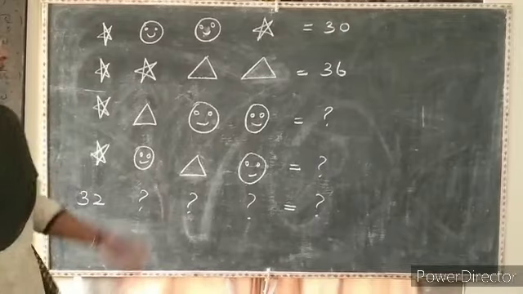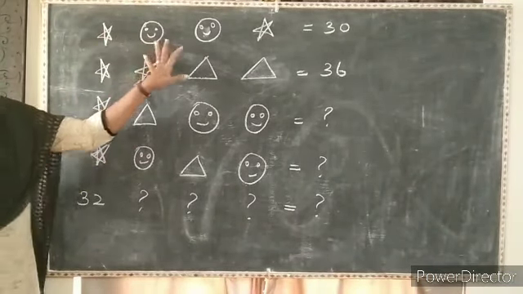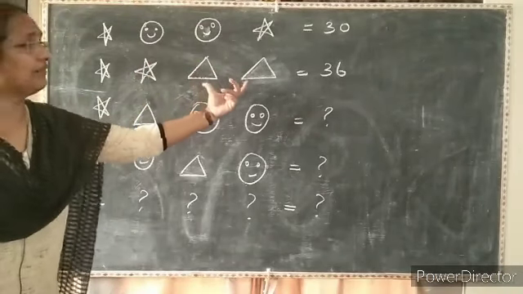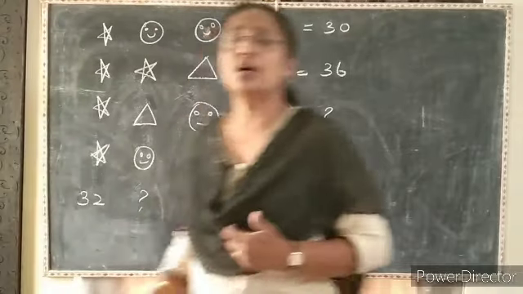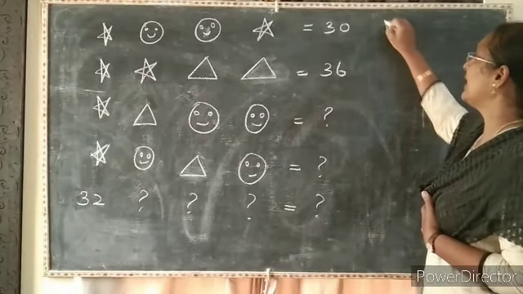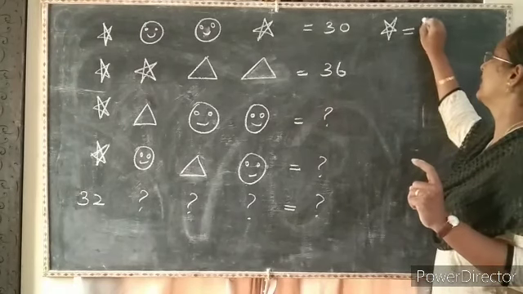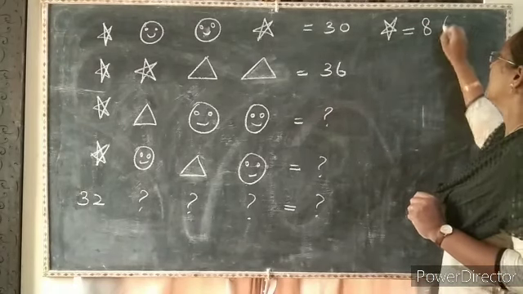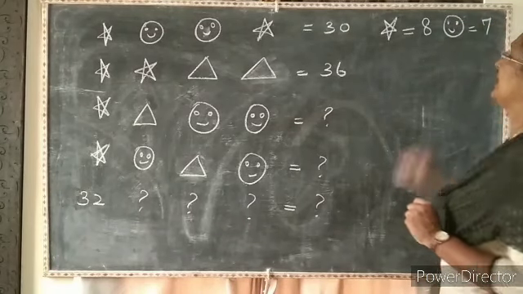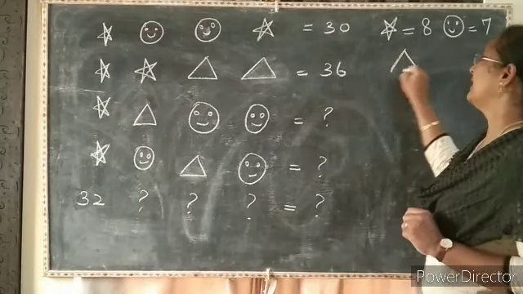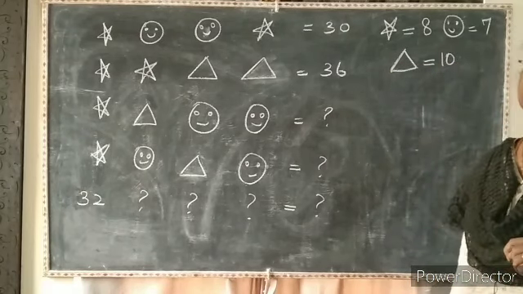Okay students, now we are going to fill. Now separately we have found the value of the star, the value of the smiley, and the value of the triangle. Yes or no? Okay. So now what are the values? We have found the star. The value of 1 star is equal to 8. Yes or no? The value of 1 smiley is how much? 7. Yes or no? The value of 1 triangle is given to be how much? 10. We found those values, isn't it?